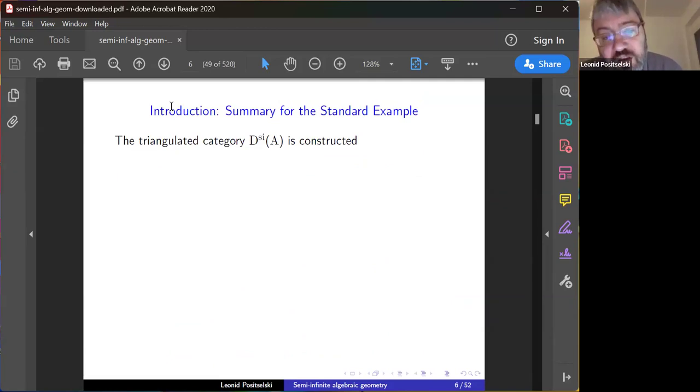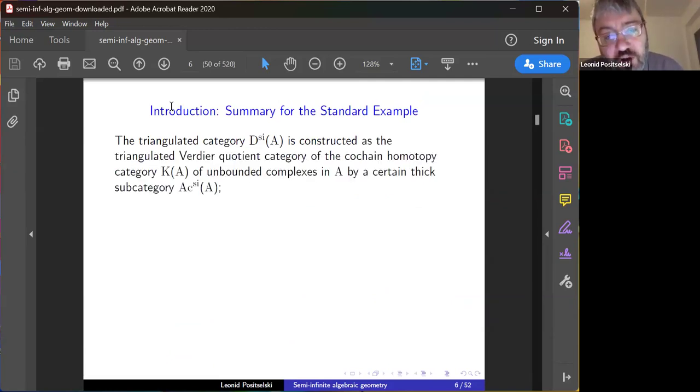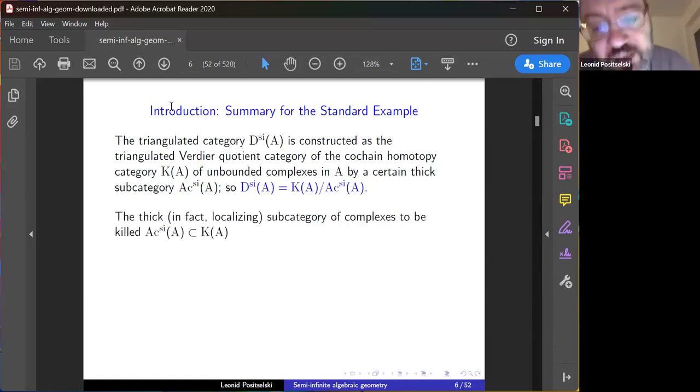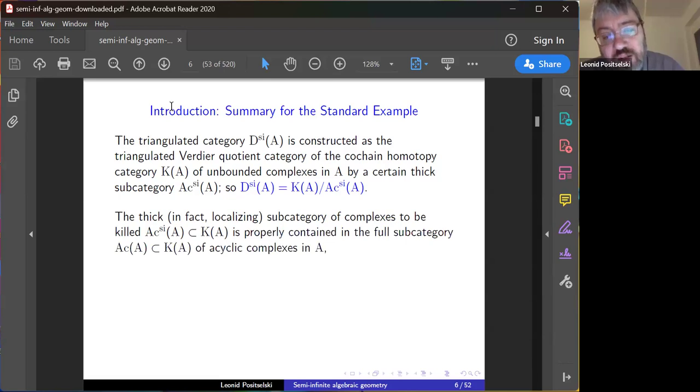The triangulated category D^si(A) is constructed as the triangulated Verdier quotient category of the cochain homotopy category of unbounded complexes in A by a certain thick subcategory Ac^si(A). So D^si(A) is K(A) over Ac^si(A). The thick, in fact localizing, so thick subcategory closed under direct sums, of complexes to be killed is properly contained in the full subcategory of acyclic complexes in A. So Ac^si(A) is contained and not equal to Ac(A).